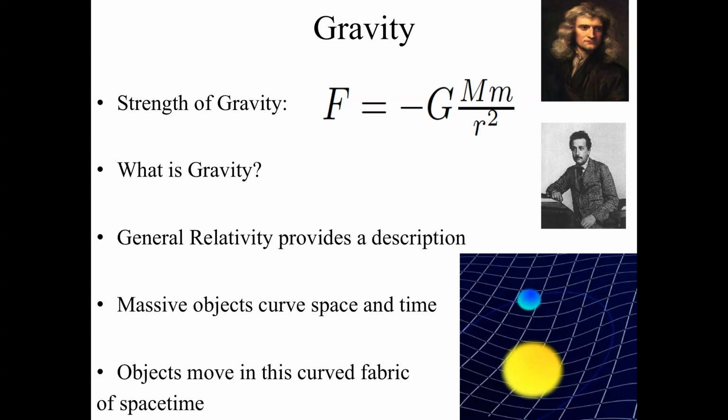So gravity can be looked at in a number of ways, and the strength of gravity, the force, is minus GMm over r squared. But general relativity provides a different description. Massive objects actually curve space and time, and objects move in this curved fabric of space-time. So we don't think of it just as a force between objects, but an actual changing in the shape of space.